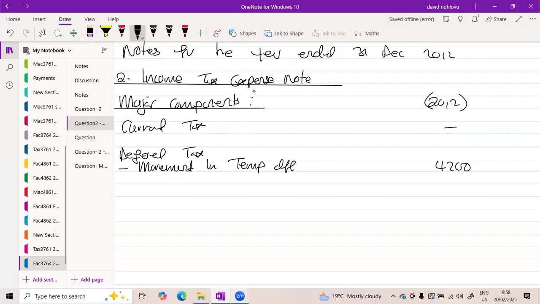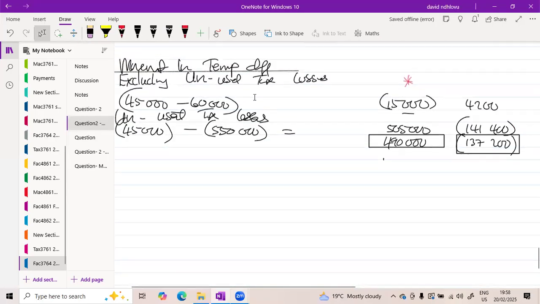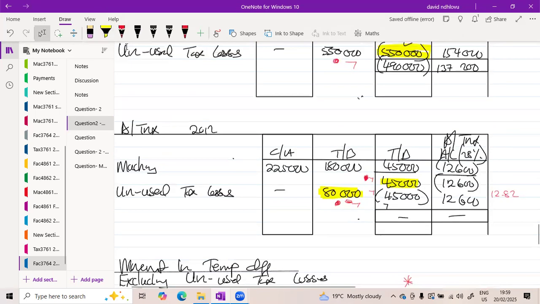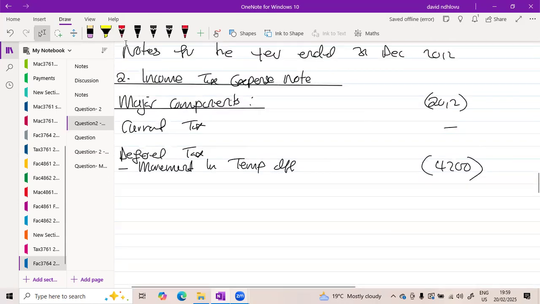$4.2, right, which is a negative amount. Remember, we take this amount. It is positive there. When we transfer it, negative. Next, we then move this amount here, which is unused tax losses utilized. 141, remember it's negative 141,400. When I bring it here, it's going to be a positive amount.